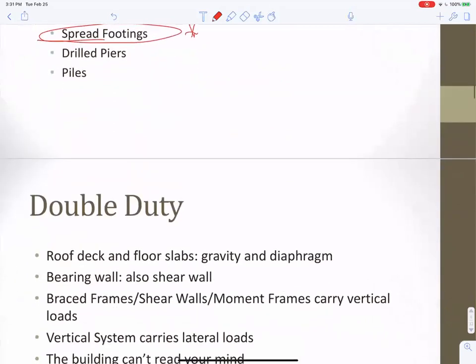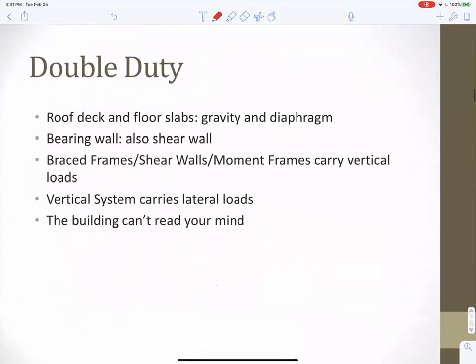So a lot of these pieces are double duty. They are part of the lateral load system and the gravity load system. So for example, the floor or the roof deck, they resist the gravity system as floors and as slabs, and then they help in the lateral system as diaphragms. A bearing wall that's holding gravity loads could also act as a shear wall. And braced frames or shear walls, moment frames that are part of the lateral system also can carry vertical loads.